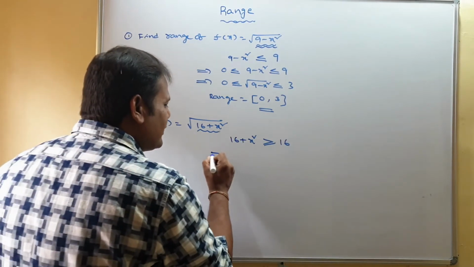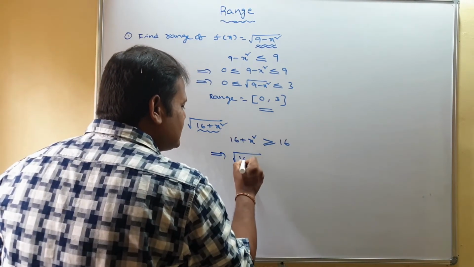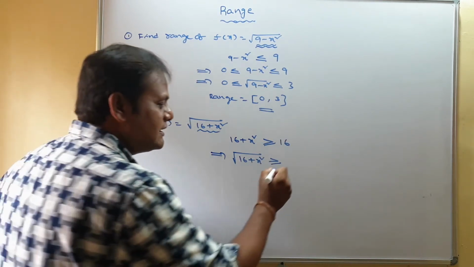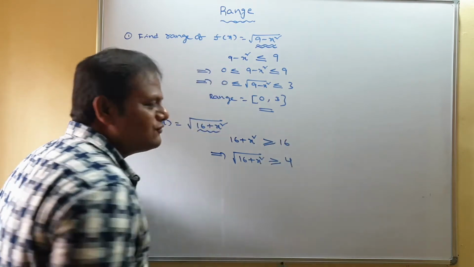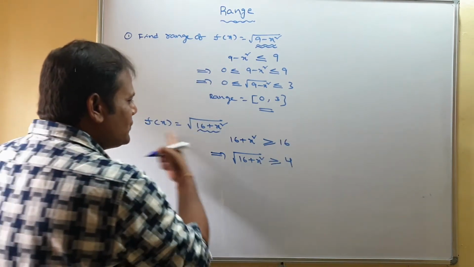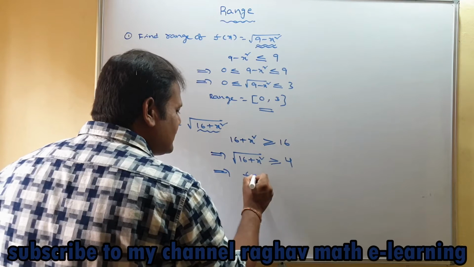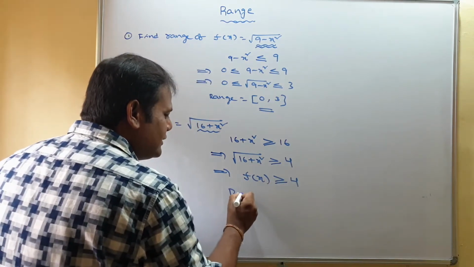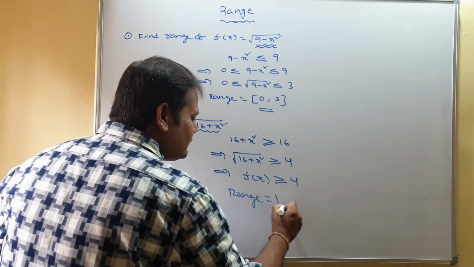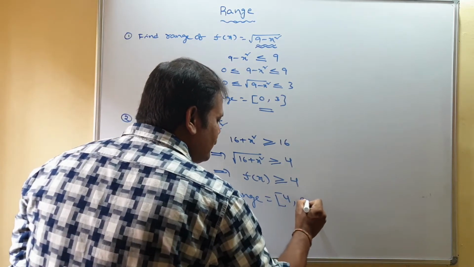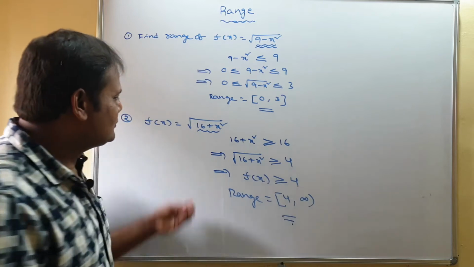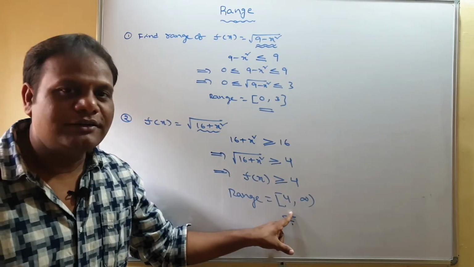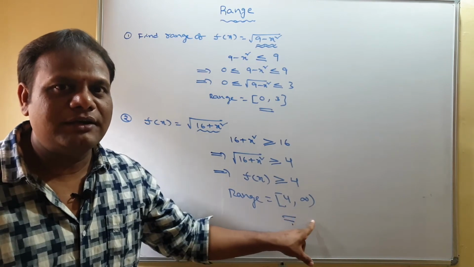Now you take the square root on both sides. Root of 16 plus x square is greater than or equal to root 16. What is root 16? It is 4. So all the values of this function f of x are greater than or equal to 4. So can you tell what is the range of this function? It is closed 4 to infinity. So the range of the function root of 16 plus x square is the closed interval 4 comma infinity.